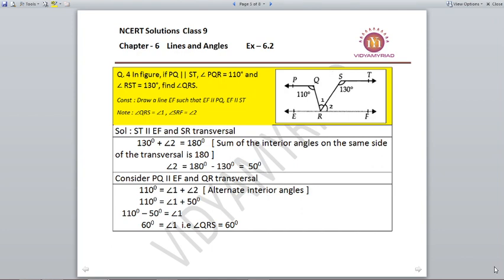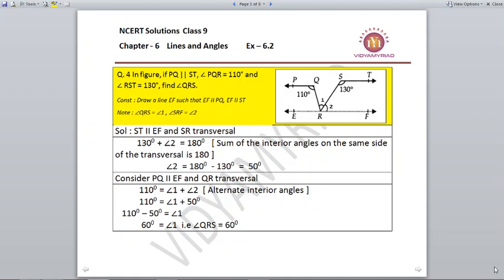Next question. In the figure, if PQ is parallel to ST and angle PQR is equal to 110 and RST is equal to 130, find QRS. Now here I have drawn a line EF parallel to PQ and ST. First let me consider the line ST parallel to EF and SR as transversal.